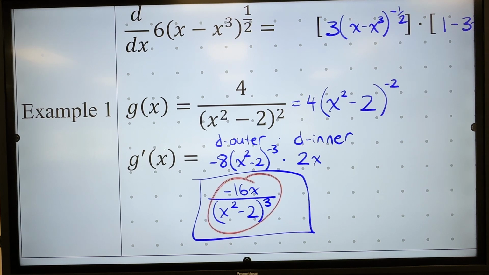Maybe they'll leave it as a negative power, but more often than not, they'll keep it a positive power and make sure that you know your flipping rules. So far, so good. So that's just a combination of the doubter and inner, right there? Yep, doubter times dinner. You always take doubter first, then multiply it by dinner, and then you get your answer. Doubter times dinner.